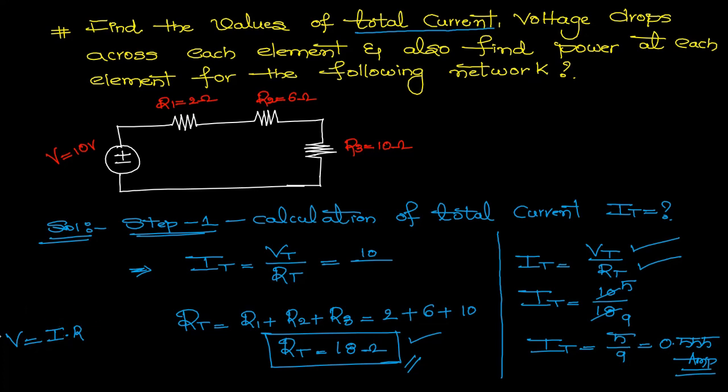It means when we apply some voltage, that is V equal to 10 volts, to the system, the amount of current flowing is 0.555. Now whenever we find the voltage drop across any element, we can simply find it like this.